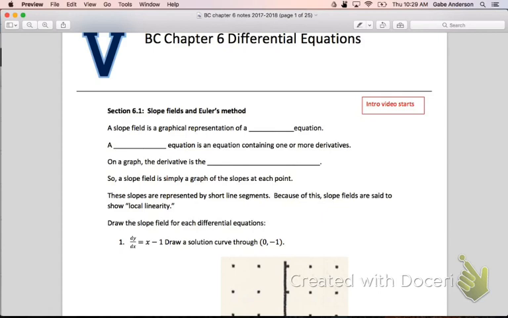A slope field is a graphical representation of a differential equation. We've looked at differential equations a bit. And of course, let's remember that a differential equation is an equation that has one or more derivatives or differentials. On a graph, the derivative is the slope of a function, or perhaps a non-function, I guess, but the slope of a graph, let's just put that.